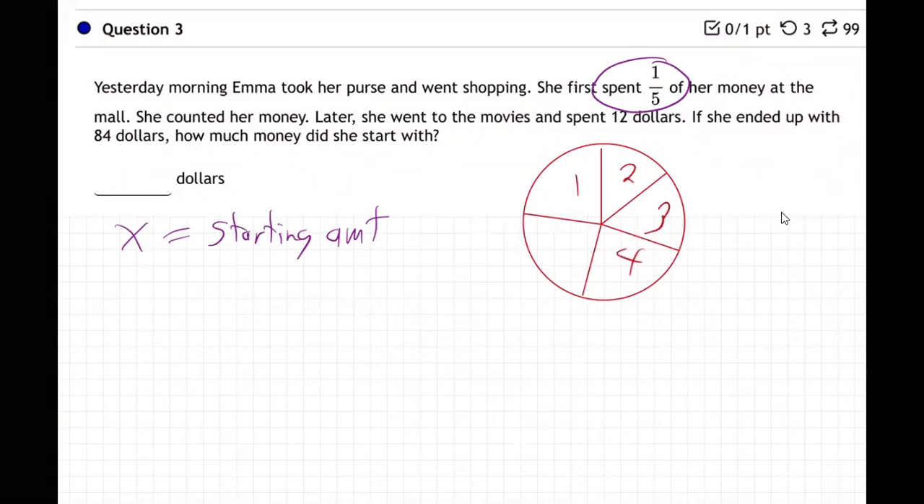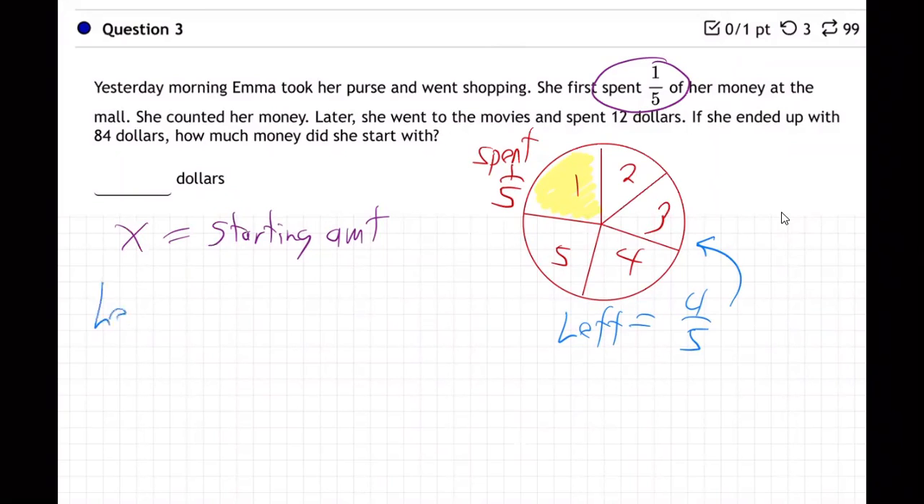Break this into 5 sections. It's supposed to be even. I didn't do so good this time. She spent, there it is, 1/5. Well, then what is left? Clearly 4/5, right? She spent 1/5 and 4/5 is left.